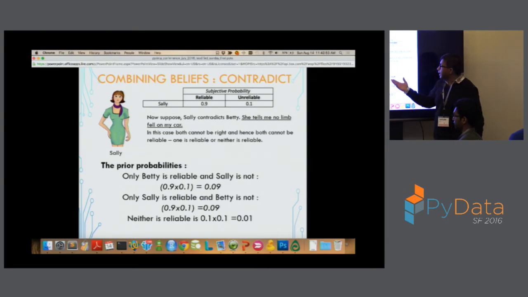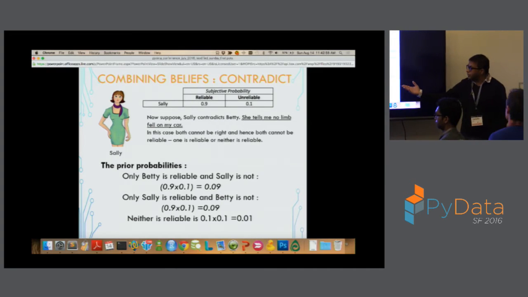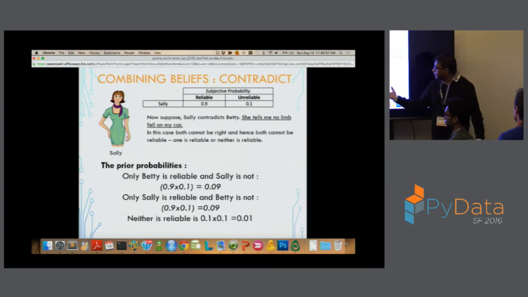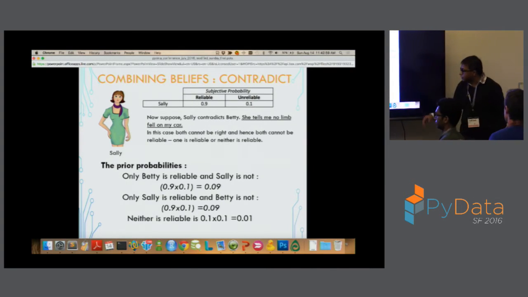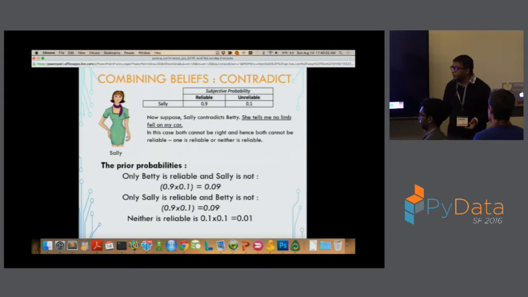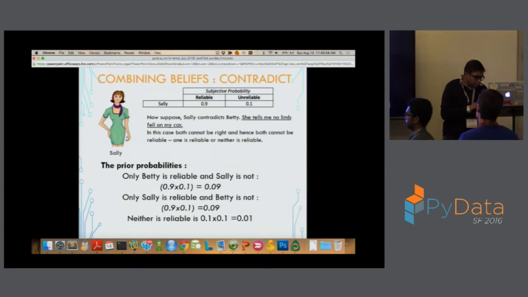So Betty is reliable, Sally is not: we multiply the probabilities, it's straightforward. Sally is reliable, Betty is not: we multiply the probabilities, straightforward. Neither of them is reliable, it's easy. Now we go to a posterior state.